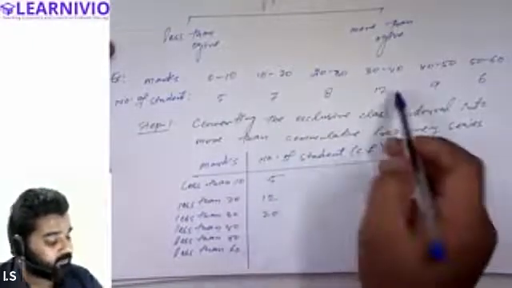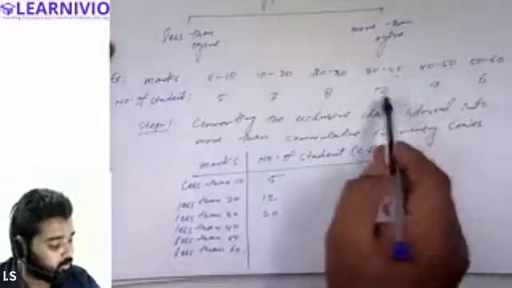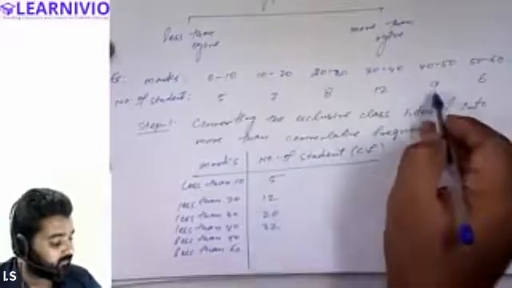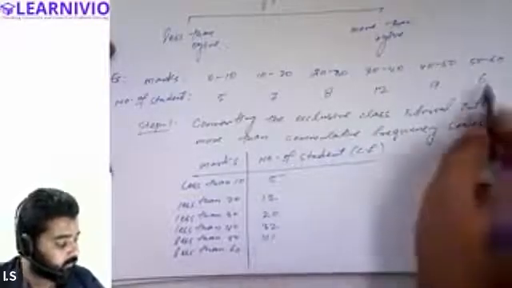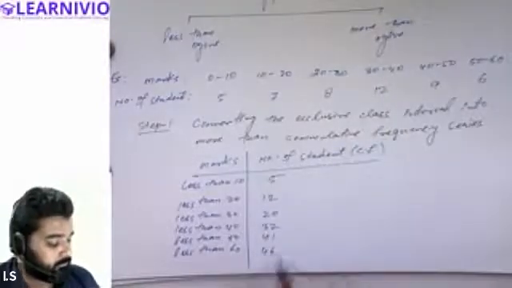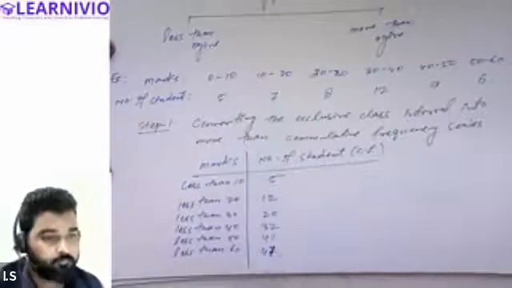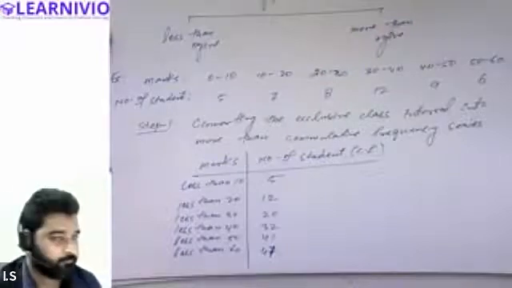Next, we require students who have scored less than 40. That means all of these frequencies will be added. Correct. 32. And for the next, it will be 41. And for the next, it will be 47. Any doubt, guys? No, sir.